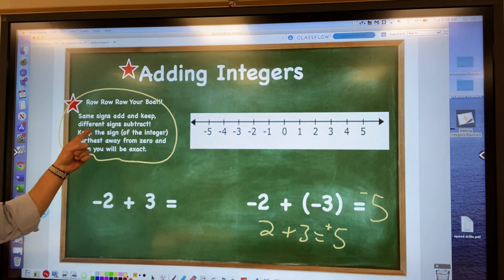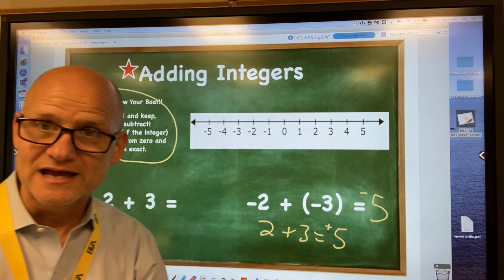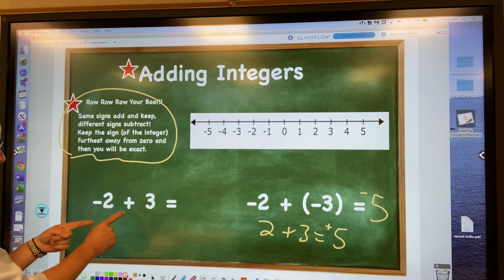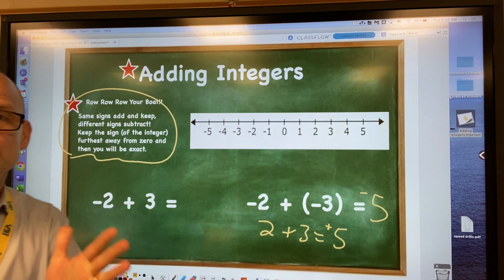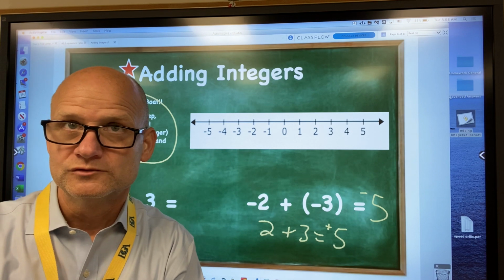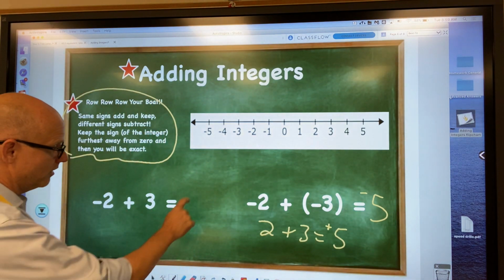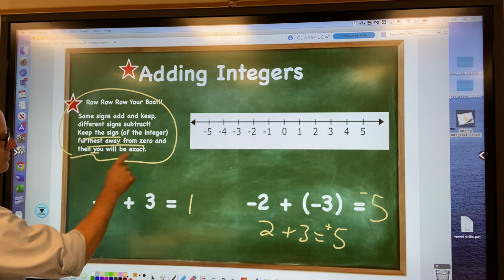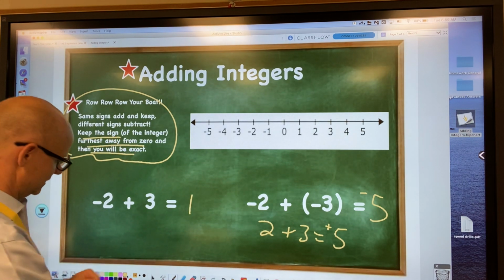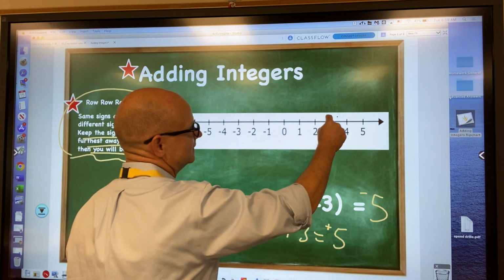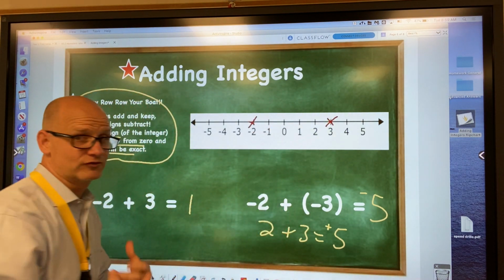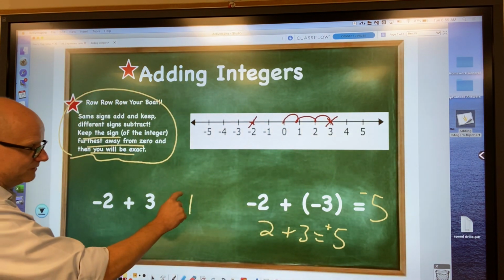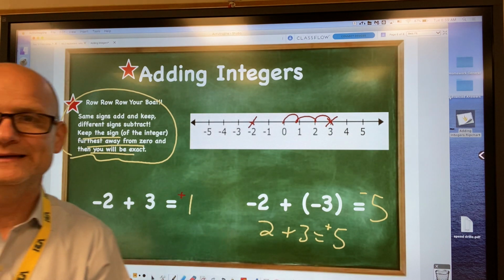Then it says different signs, subtract. Same signs, add and keep, different signs, subtract. So look at this one. I have different signs. I have a -2, I have a 3. So now you subtract the 2 from the 3, and I get 1. And then it says, and keep the sign furthest away from 0, then you'll be exact. Well, what does that mean? Here is 3, and here is -2. Which one is furthest away from 0? 3 is. So you keep this sign. That's a positive. I keep that sign.